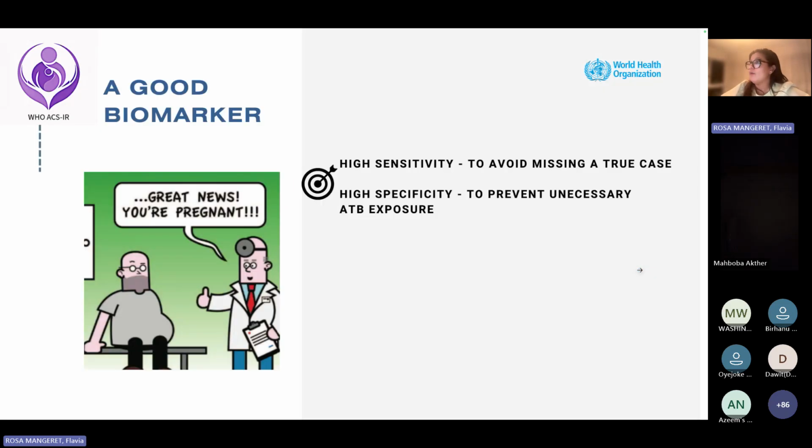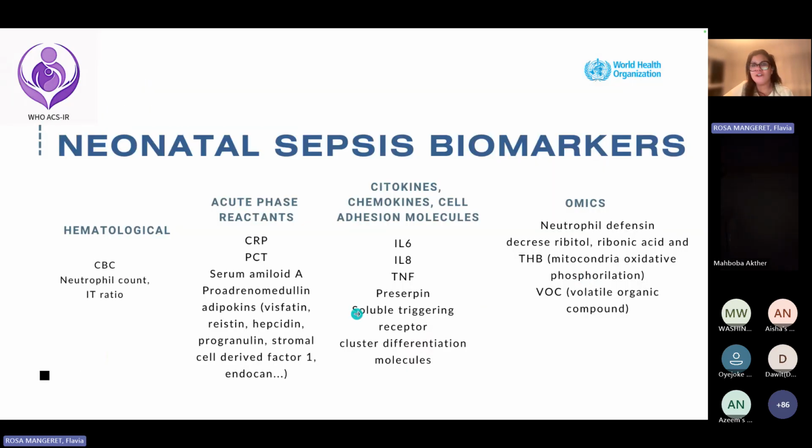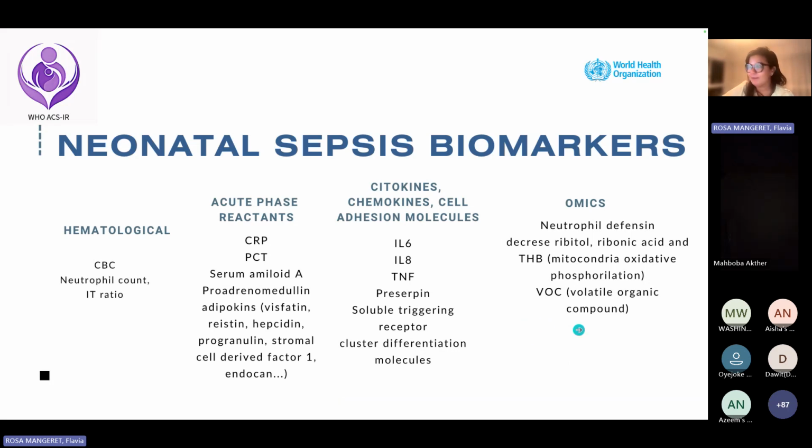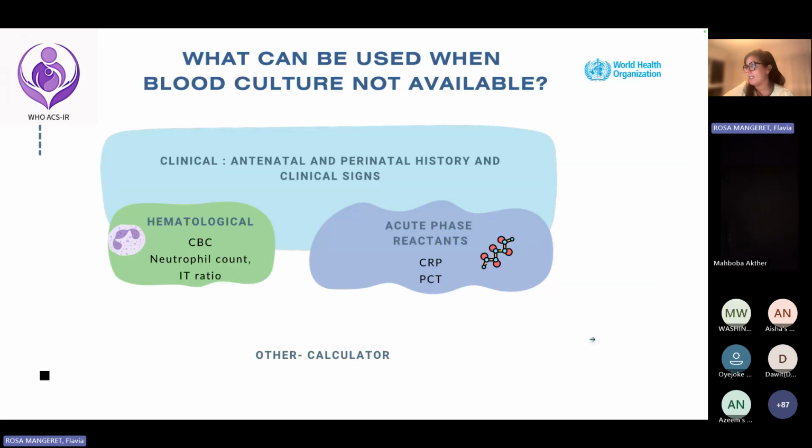So what can be used when blood cultures are not available? Biomarkers? Well, what is a good biomarker? A good biomarker has high sensitivity to avoid missing a true case, and high specificity to prevent unnecessary antibiotic exposure. There are several neonatal biomarkers for sepsis that have been studied through the whole history of neonatology, and none of them has been proved a good biomarker, unfortunately.